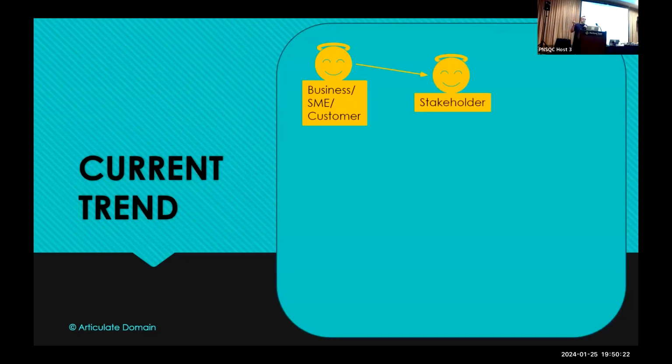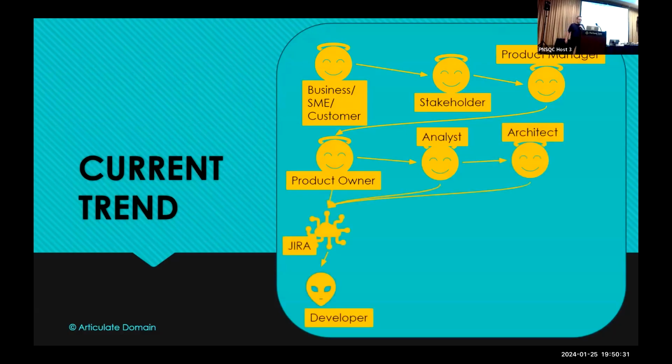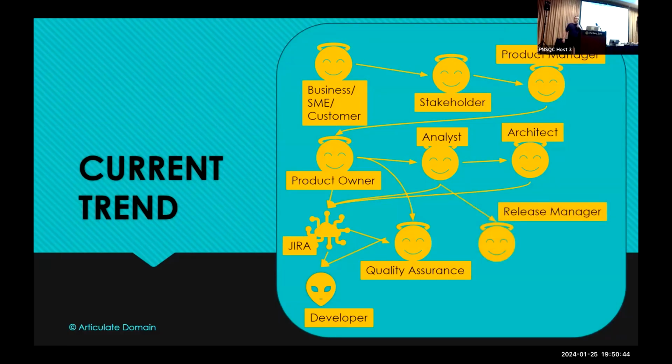You have the business, the customer, somebody asking for a feature, talks to a stakeholder who goes to a product manager, that gets to the product owner, that gets to the analyst, it goes to the architect, that tells JIRA, then the developer comes in and reads JIRA, and then the quality assurance person gets some information from JIRA, probably gets some information from the product owner, gives some additional information to the developer, and then the release manager gets some information, and the data scientist gets nothing. Because they already know everything, because they have access to the database. Why do we need to tell them anything? Right?